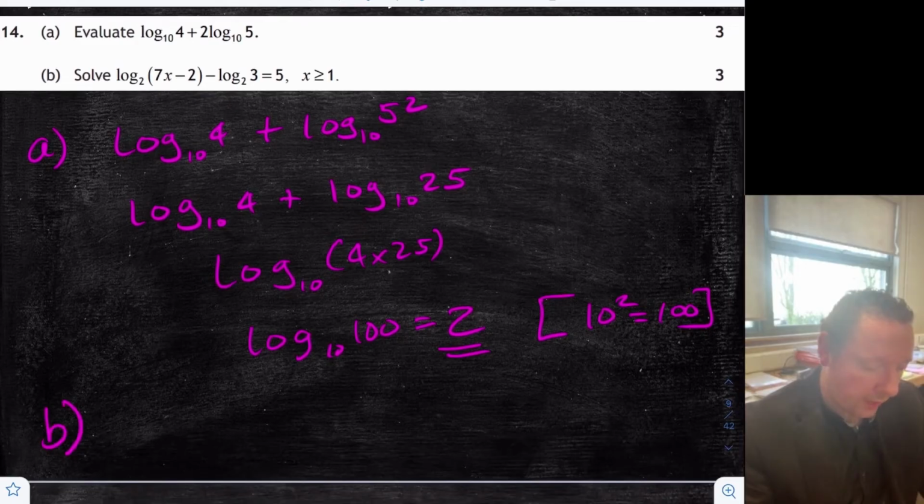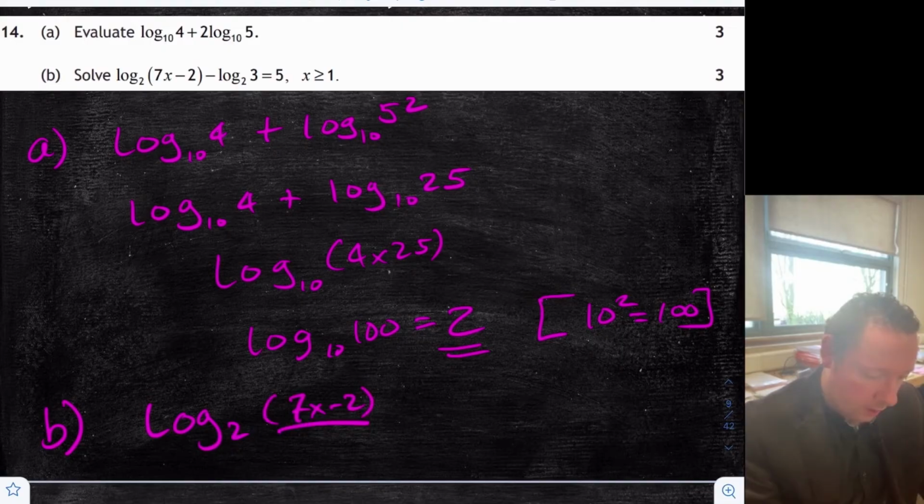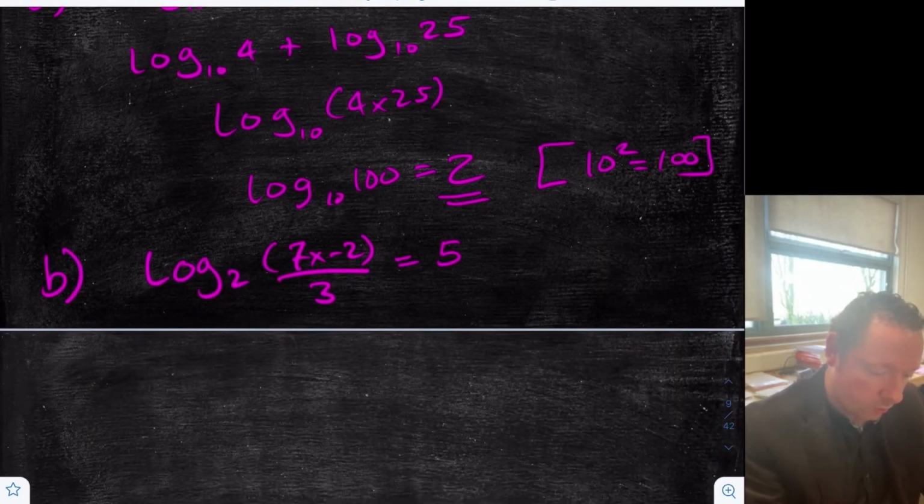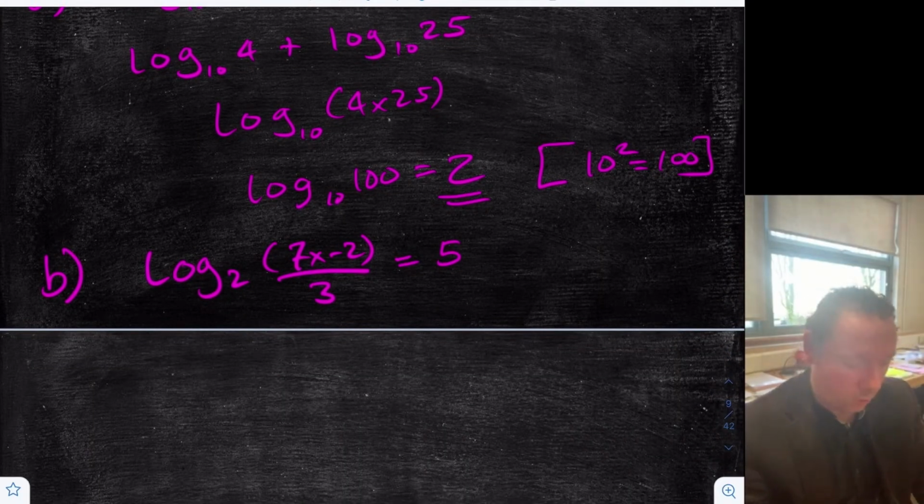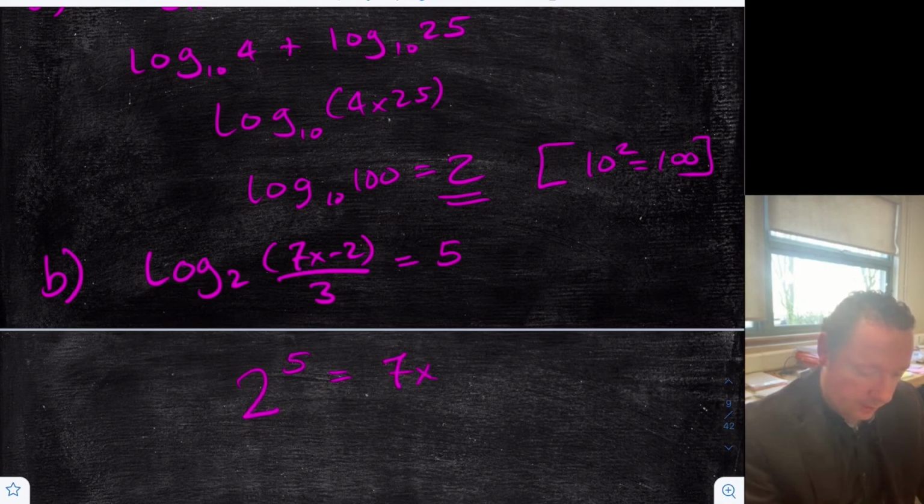Solve log 2 (7x minus 2) minus log 2 3 equals 5. So we'll combine that into one log straight away by writing log 2 of (7x minus 2) all over 3, because a minus means we can divide. And that equals 5. So then using our rules of logs to eliminate, we've got a log on one side and a number. So 2 to the power of 5 equals this. So I can write that 2 to the power of 5 is (7x minus 2) over 3.